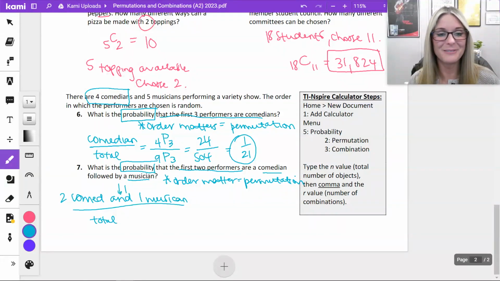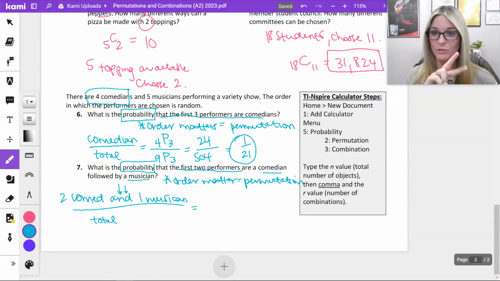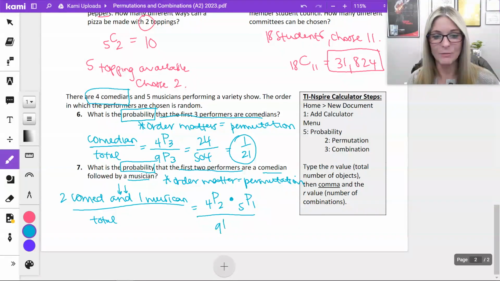I specifically wrote and here because we're going to tie in our probability lesson. Because remember, if I want this and this to happen, we multiply. So what's the chance of the 2 comedians being the first performers? There were 4 comedians, right? 4 permutation, we're choosing 2. That's for the comedian piece. And we multiply here. We want 1 musician. There were 5, and we're choosing 1. And then for our total, there was the 9, and we are choosing the first 3 performers. We want 2 to be comedians and 1 musician, so we're choosing 3 there.